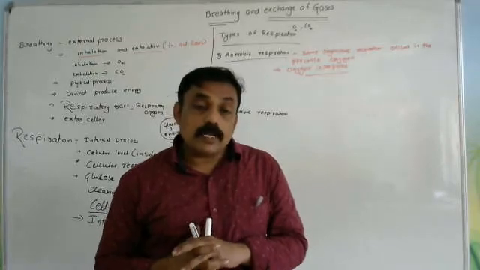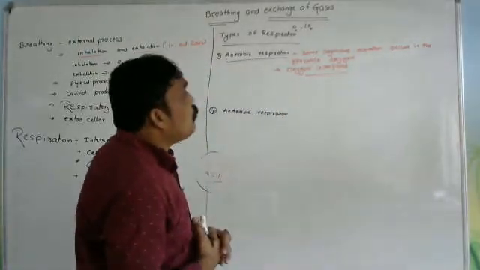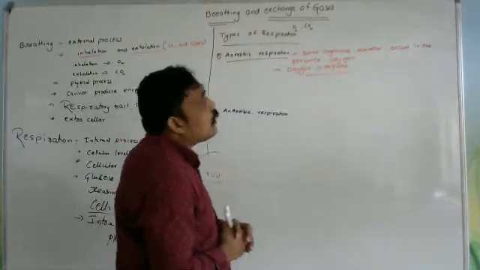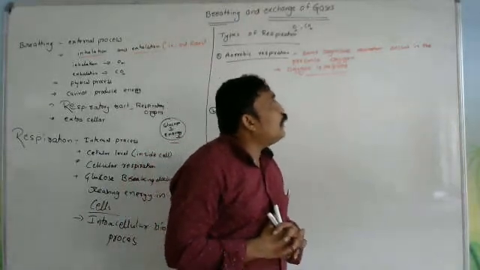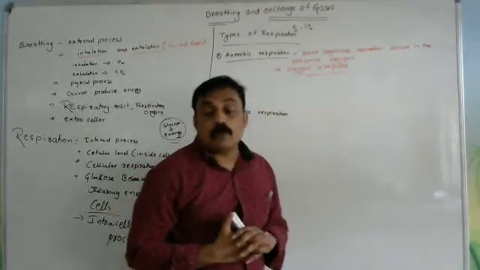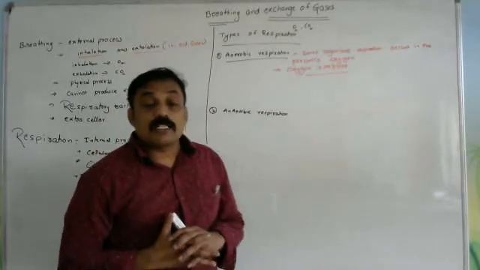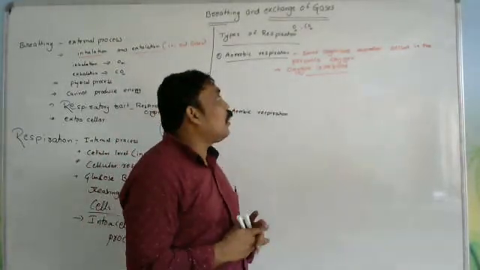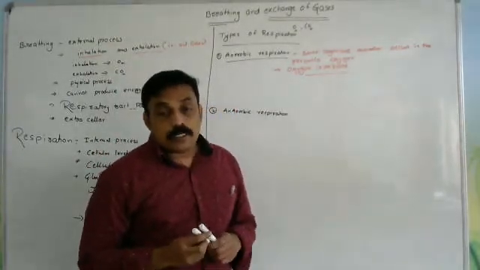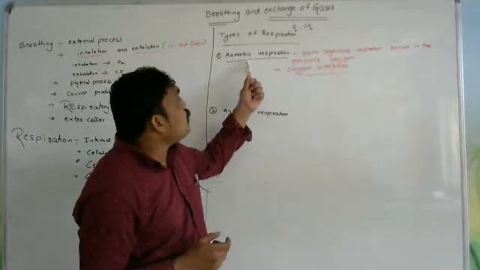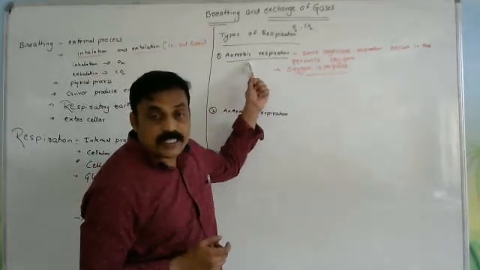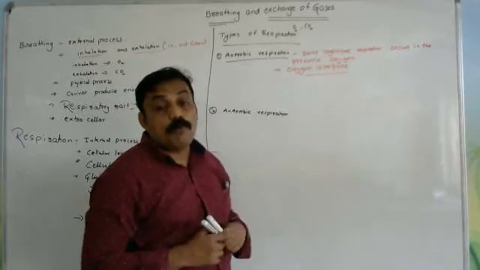Some organisms require oxygen in the process of respiration. Respiration occurs in the presence of oxygen, so oxygen is required. If the respiration occurs in the presence of oxygen, we call it aerobic respiration.